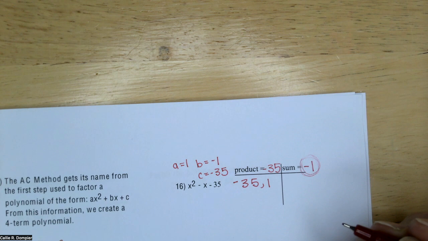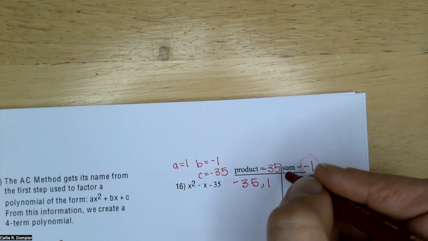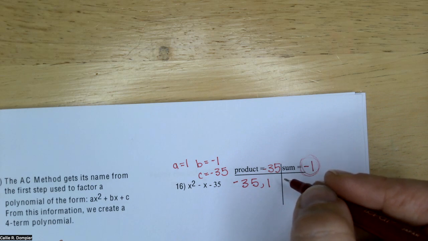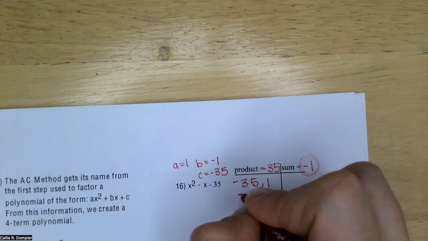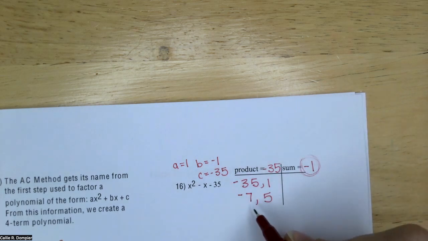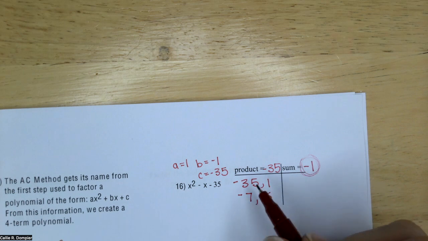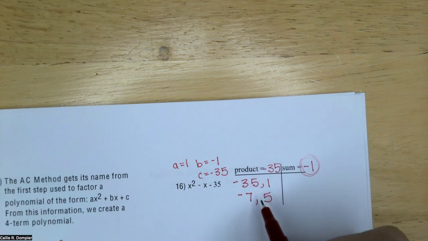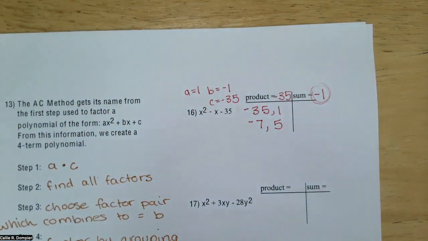-35 divided by 2 won't work because it's an odd number. -35 divided by 3, I don't think will work, because 30 is a multiple of 3, but 5 is not a multiple of 3. Okay, 35 divided by 4, no, 35 divided by 5, yes. 35 divided by 5 is 7. So remember, I'm going to keep my bigger number negative because I want it to add to a negative number. 5 and -7 adds to a negative number. -5 and +7 would not add to a negative number.